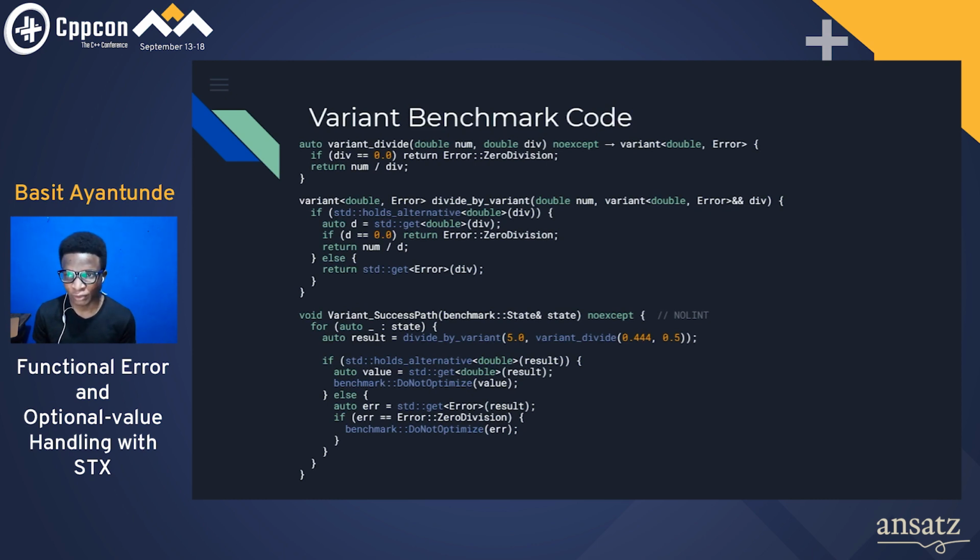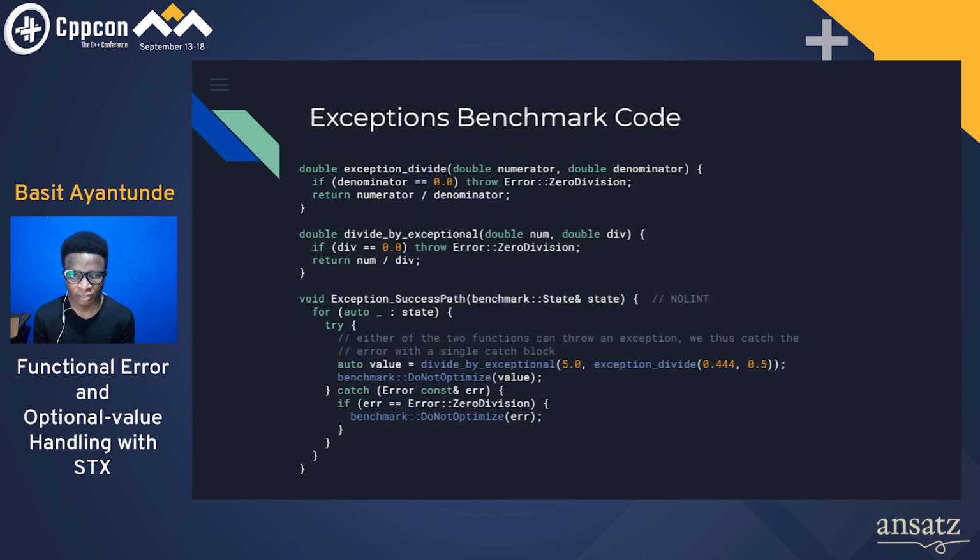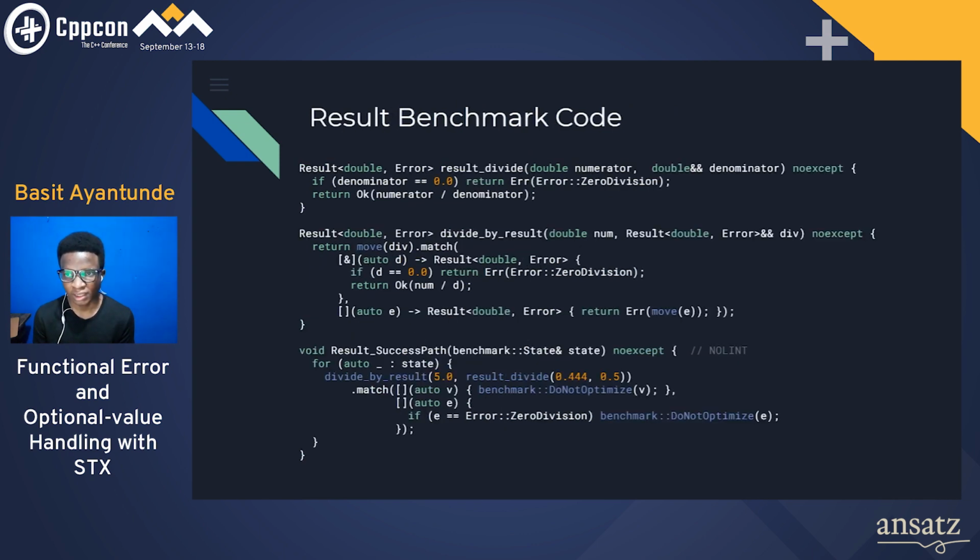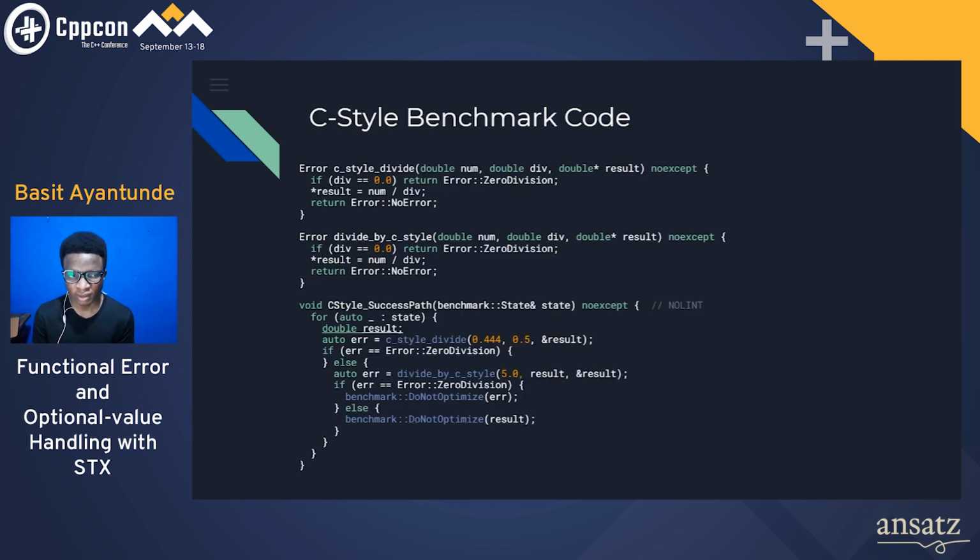So here's the benchmark code for the stated variant. You notice we use benchmark DoNotOptimize because the compiler can try to optimize some variables away, so basically the action is never performed. Here's the benchmark code for exceptions. And here's the benchmark code for STX result. And here's the benchmark code for the C-style error handling, which is basically output pointers.